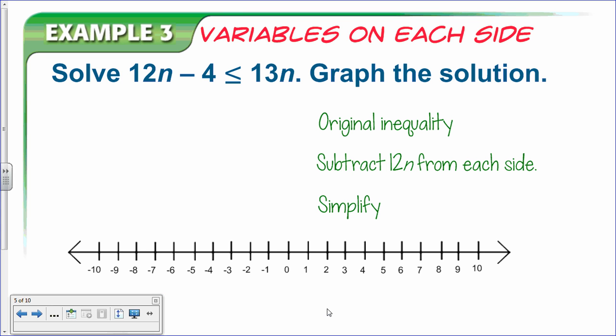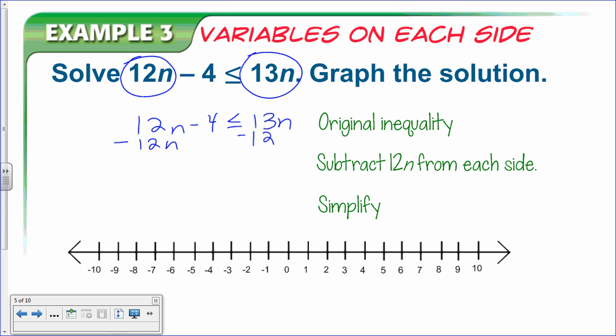Okay, what do you notice about this one? Yeah, what else? You got some like terms, don't you? What are the like terms? 12n and 13n. Okay, so let's write the original inequality. Then the second step asks me to do what? Okay, so we'll subtract 12n from both sides. Simplify it, I get what? -4 less than or equal to.